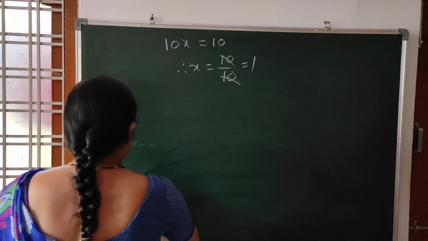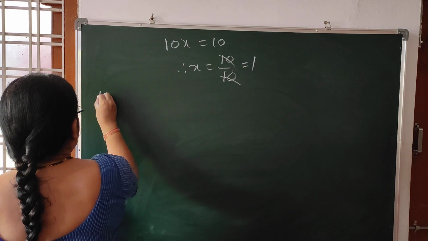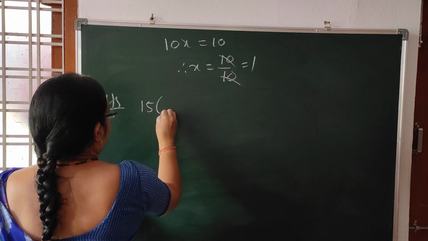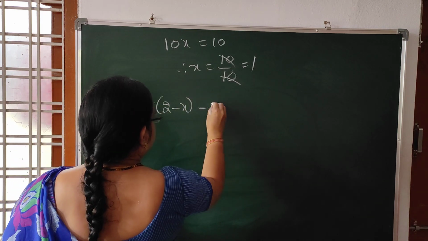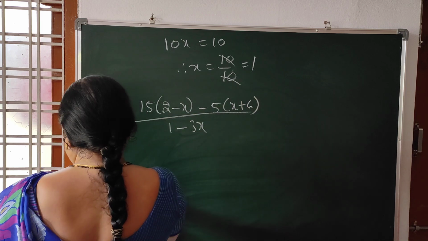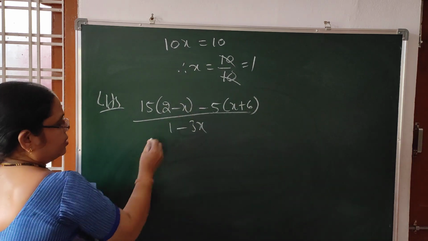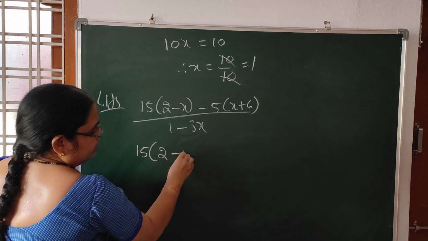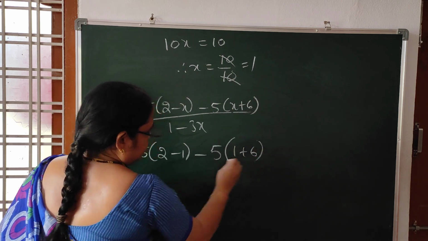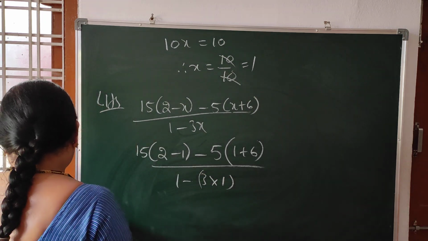Now, verification. Only in the LHS we have the variable. LHS: 15 into 2 minus x minus 5 into x plus 6 by 1 minus 3x. This is given in the LHS. The x value you got is 1. So substitute x is equal to 1. 15 into 2 minus 1 minus 5 into x is 1, 1 plus 6 by 1 minus 3 into 1, because x we got is 1.